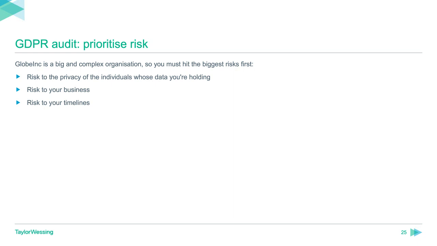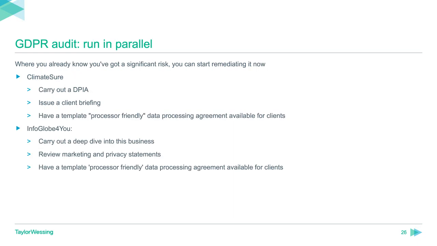Then I think as you run out your audit, you're probably going to have to try to run in parallel with some of the big risks. Because you are, I'm sure, a great general counsel, you know already what your big risks are. You know that it's Climate Sure. So you could start working on that right now. Get going with the DPIA, and we'll talk about that later in this session.